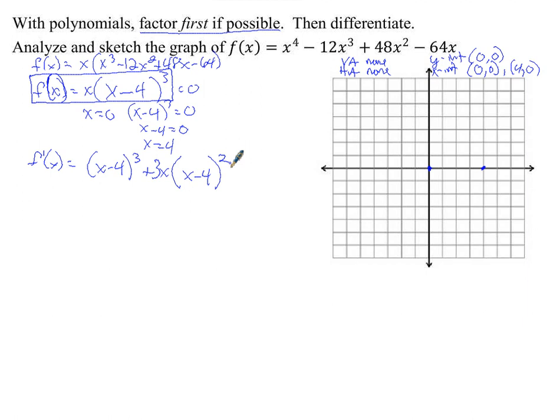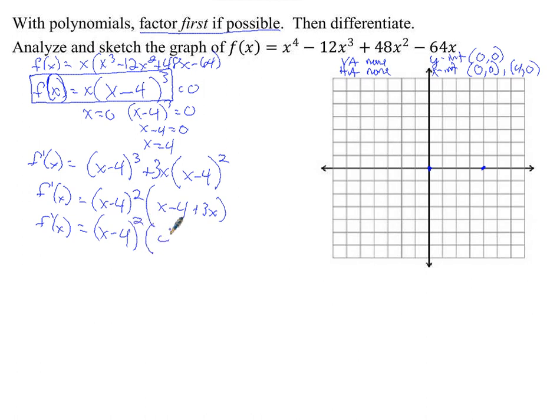Wouldn't it be 3x by 1? Oh, sorry. So I could factor out least powers here, and that would give me f prime of x equals, the least power is x minus 4 squared times what's left over, which is x minus 4 from this, and then plus the 3x. So then combine like terms, and I get my new first derivative, which is x minus 4 squared times 4x minus 4.